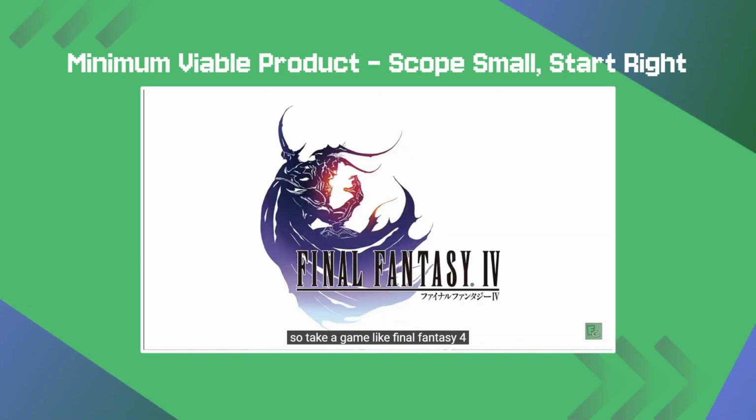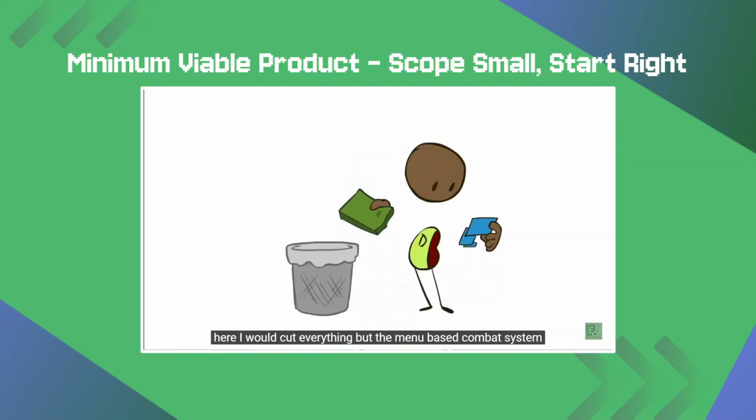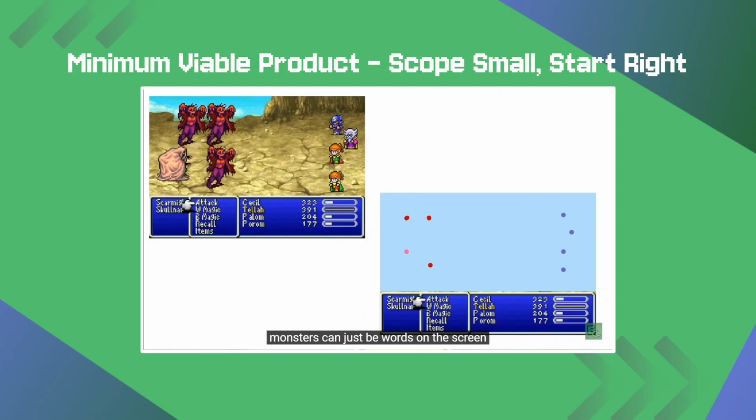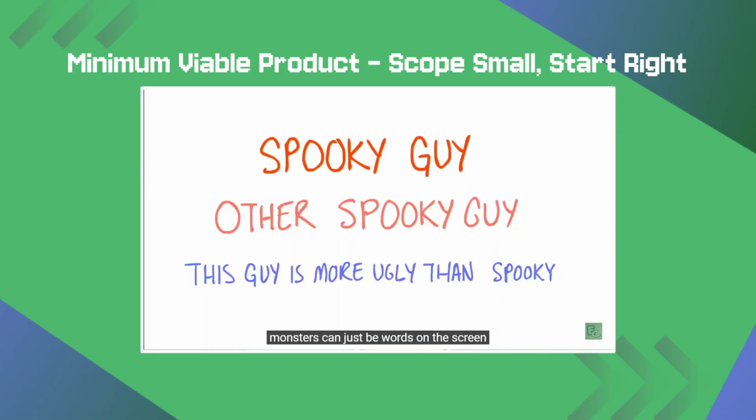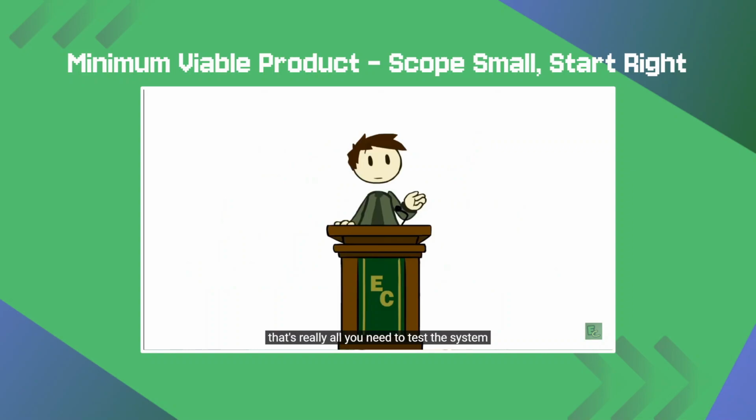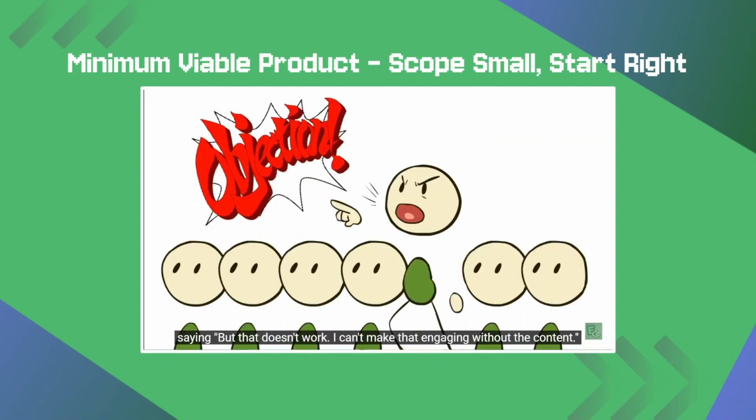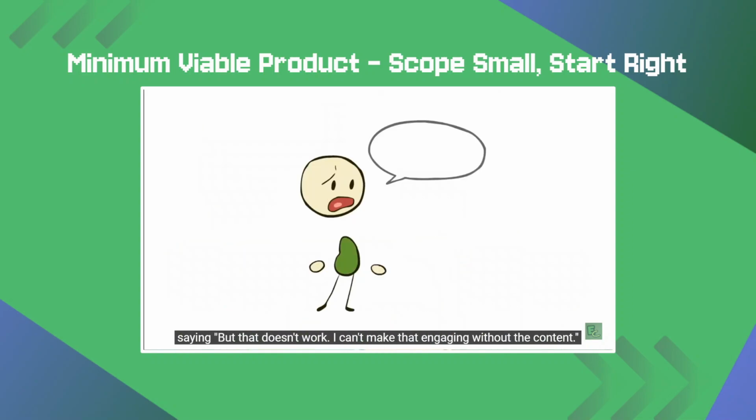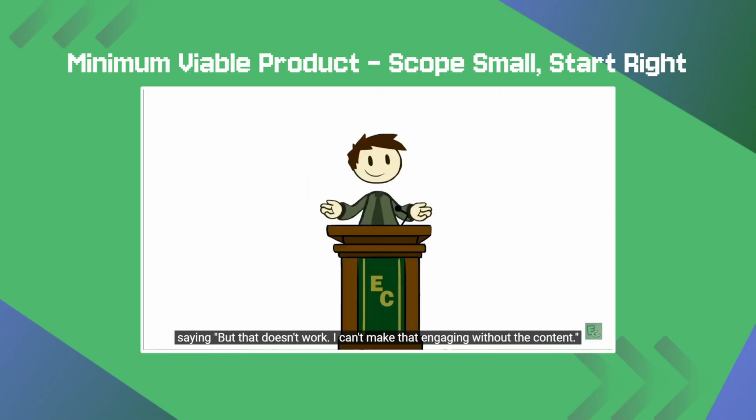So take a game like Final Fantasy IV. Here, I would cut everything but the menu-based combat system. I would even cut out all the graphics. Monsters can just be words on the screen. That's really all you need to test the system. Now, many of you might object, saying, but that doesn't work. I can't make that engaging without the content. This is actually great, though. It immediately tells us that we should probably find a more robust system.